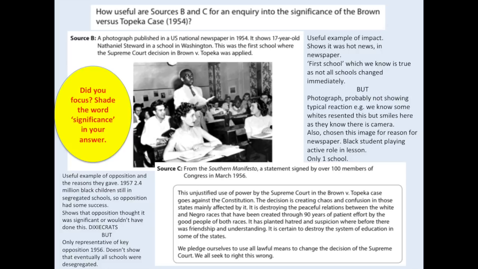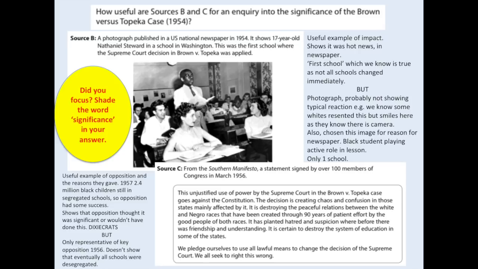And from your Quizlet, you might know that in 1957, 2.4 million black children were still in segregated schools. So that's 3 years after Brown versus Topeka. So therefore this opposition must have had some success, and it shows you what sort of things they were saying. It also shows that the opposition to the civil rights movement thought Brown versus Topeka was very significant. Because if they didn't, they wouldn't have done this. It's quite a dramatic step to take.